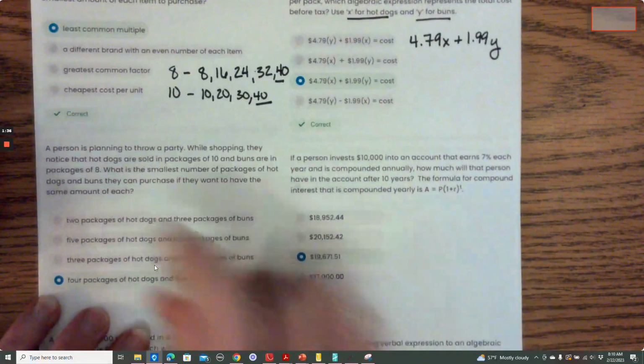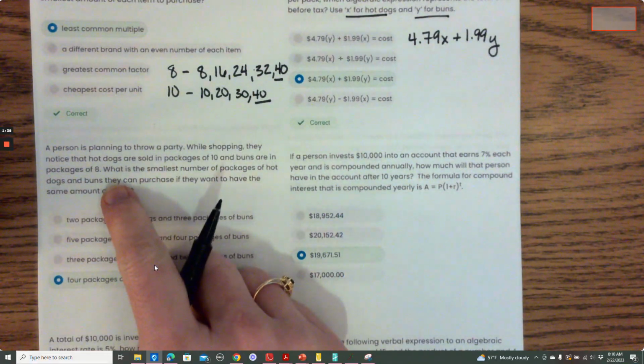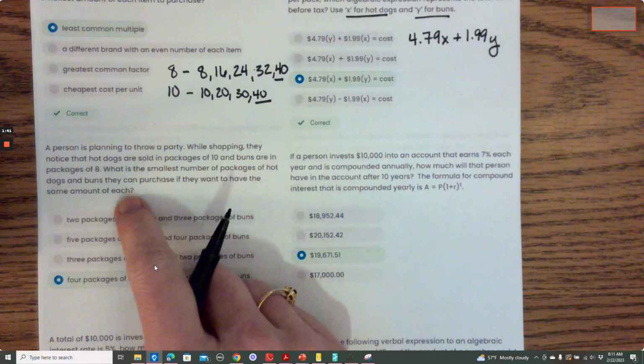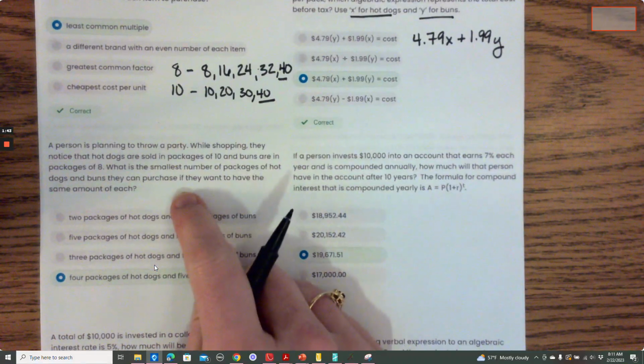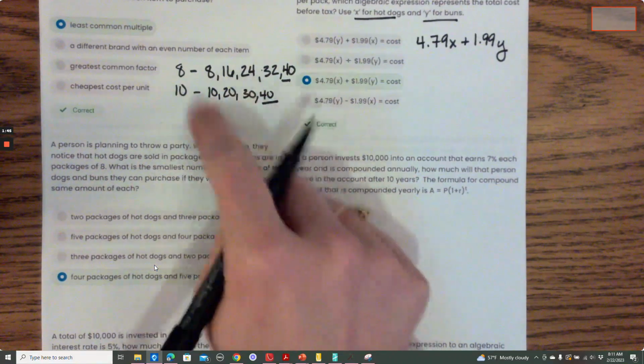All right, the next one, same setup. This one says, what is the smallest number of packages of hot dogs and buns they can purchase if they want to have the same amount? So we found that up here. That's exactly what we did here.